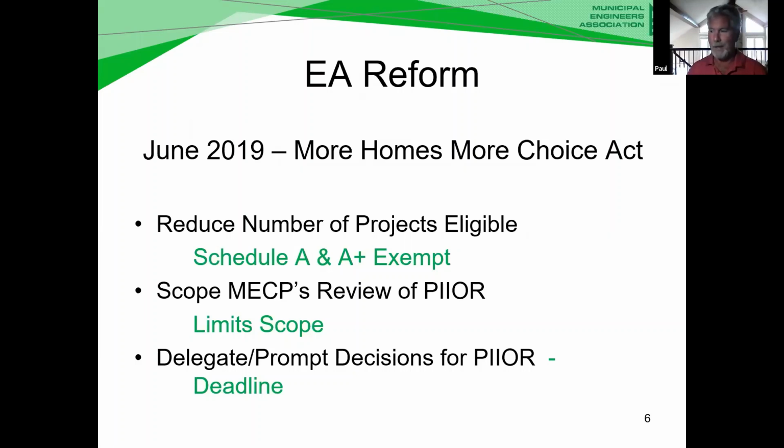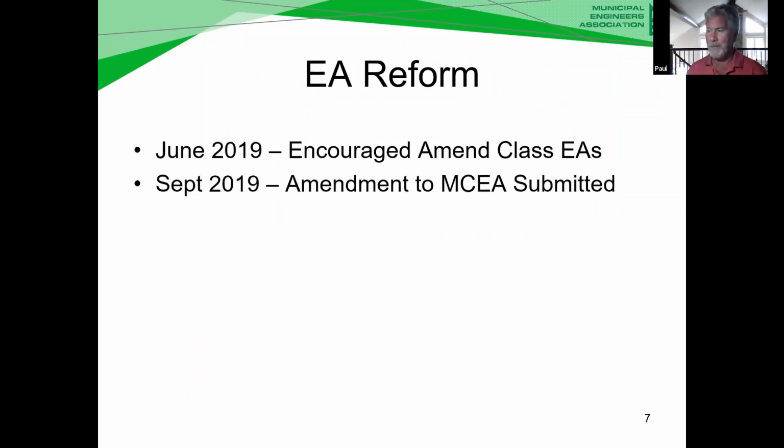So we talked about making improvements. And we had always been pushing for the decision to be delegated, and that there'd be prompt decisions. And all they really talked about was that there would be a deadline, but they didn't say what. So the legislation just allowed some action, but we had to wait and see what would happen. So some stuff happened fairly quickly in June of 19.